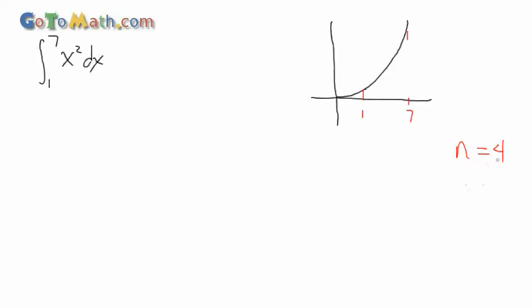If you don't know what that means, basically we're going to be approximating the area under this curve, and we're going to cut it up into 4 subintervals. So let's see if I can try to get this even here. Okay, that looks good. 4 subintervals.